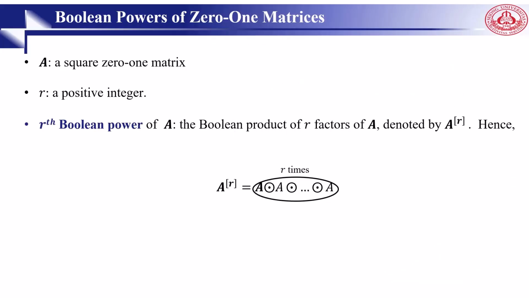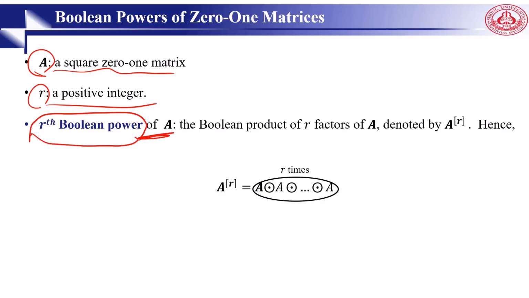In order to do Boolean powers for 0, 1 matrices, if we have A as a square 0, 1 matrix, and R as a positive integer, then we say the Rth Boolean power of A is the Boolean product of R factors of A. We denote it by this. So very simple. The Rth Boolean power of A is equal to A Boolean product with A up to R times.